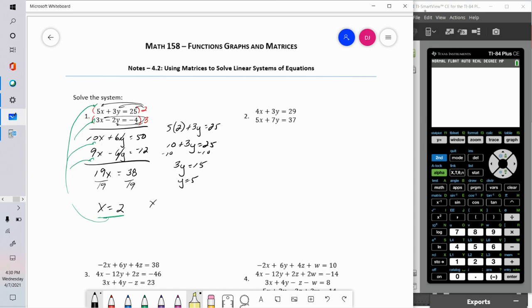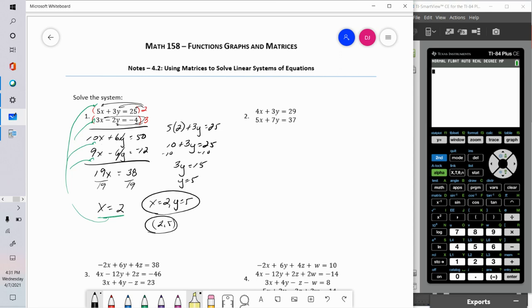So my solution, I can write it as x equals 2, y equals 5, and that's acceptable in my opinion, or the ordered pair 2, 5. I'm okay either way that you want to write that. Okay, solving the system using the elimination method.